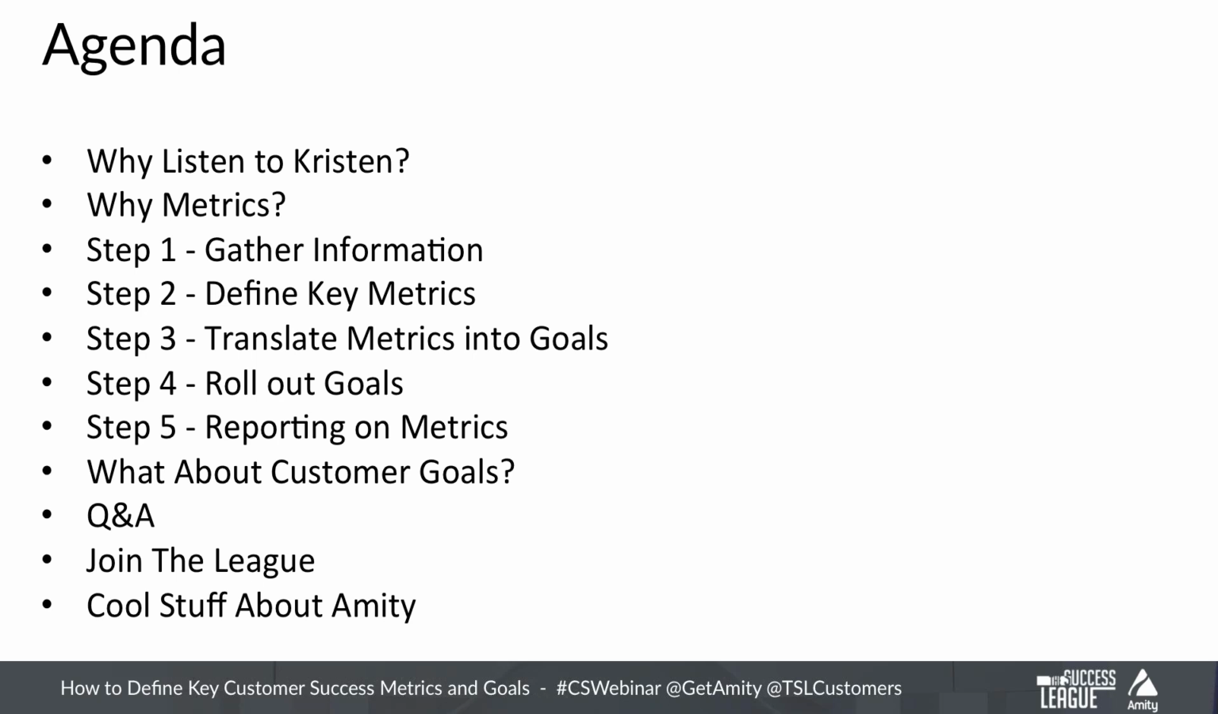We'll go through that 5-step process. That's really focused on building internal metrics for teams. At the end, we're going to talk about how you translate that into helping build customer goals and making sure that your customers achieve the outcomes that they're after. And then we're going to have a Q&A session, and then we'll talk a little bit about the Success League and Amity. So we'll get started.